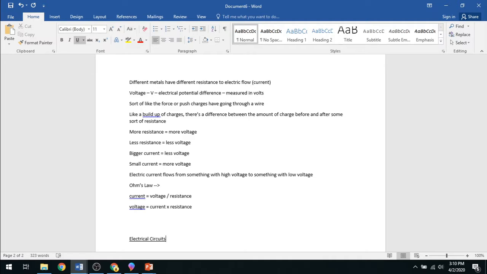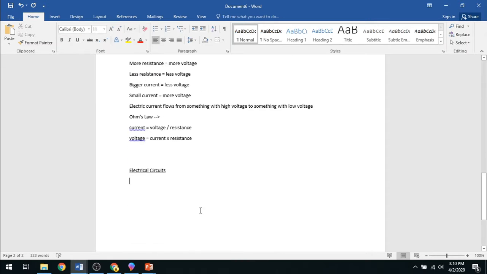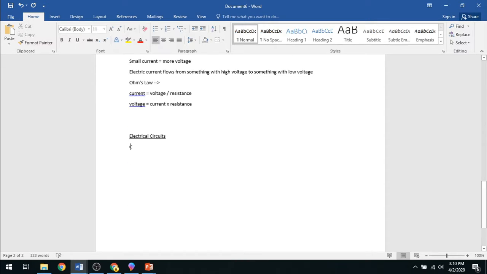Okay, so sorry about the spelling error. Now, electrical circuits. What the heck is that? What are we talking about? Well, a circuit is a closed path. Sometimes it's called a loop or a branch, which electrons can flow through.